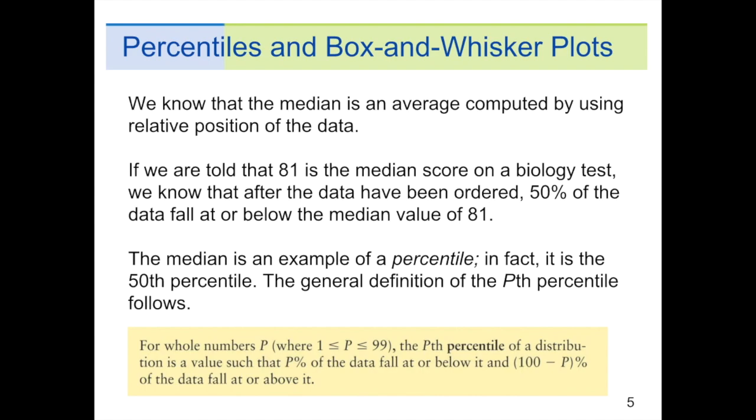The general definition of the pth percentile follows. For whole numbers p, where 1 is less than or equal to p, which is less than or equal to 99, the pth percentile of a distribution is a value such that p% of the data fall at or below it, and 100 minus p% of the data fall at or above it.